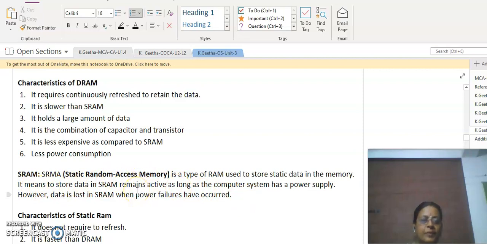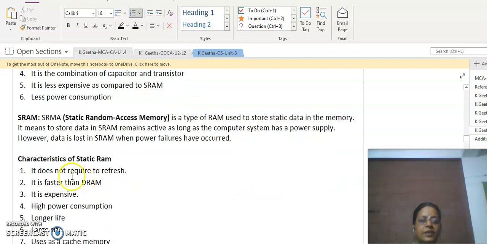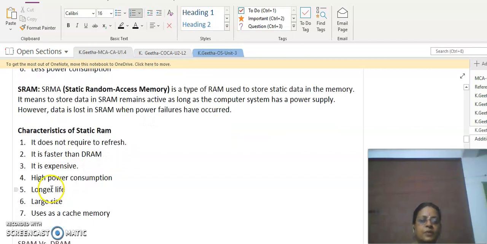Now coming to the static RAM, this type of RAM memory is usually built with flip-flops and other components, and usually the content stored here will be permanent. The data is lost when a power failure occurs, but still we need not do any refreshing. So no need to refresh. It is of course faster than the dynamic RAM, and it is also expensive, and it is notable for high power consumption. Most of the characteristics we have seen for DRAM are going to be the opposite here.